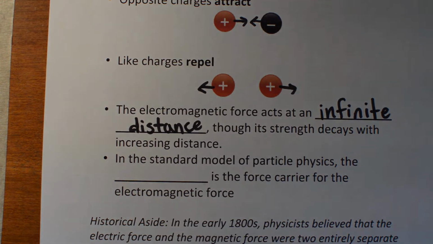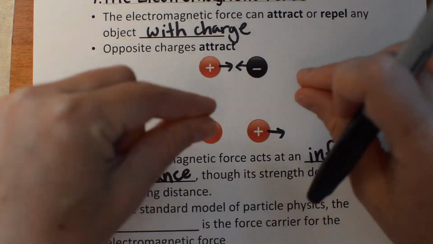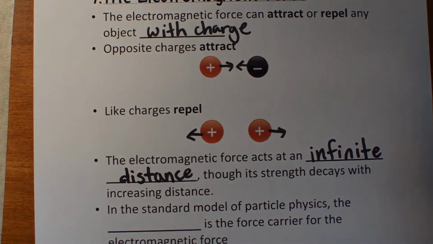That's quite unlike the strong force and the weak force. But it doesn't act at the same strength as it goes to further distances. So the further away you are, the weaker the electromagnetic force gets. So if you have 2 charges that are attracted to each other, if you bring them very far apart, they'll still feel attracted to each other, but it'll be a weaker force.